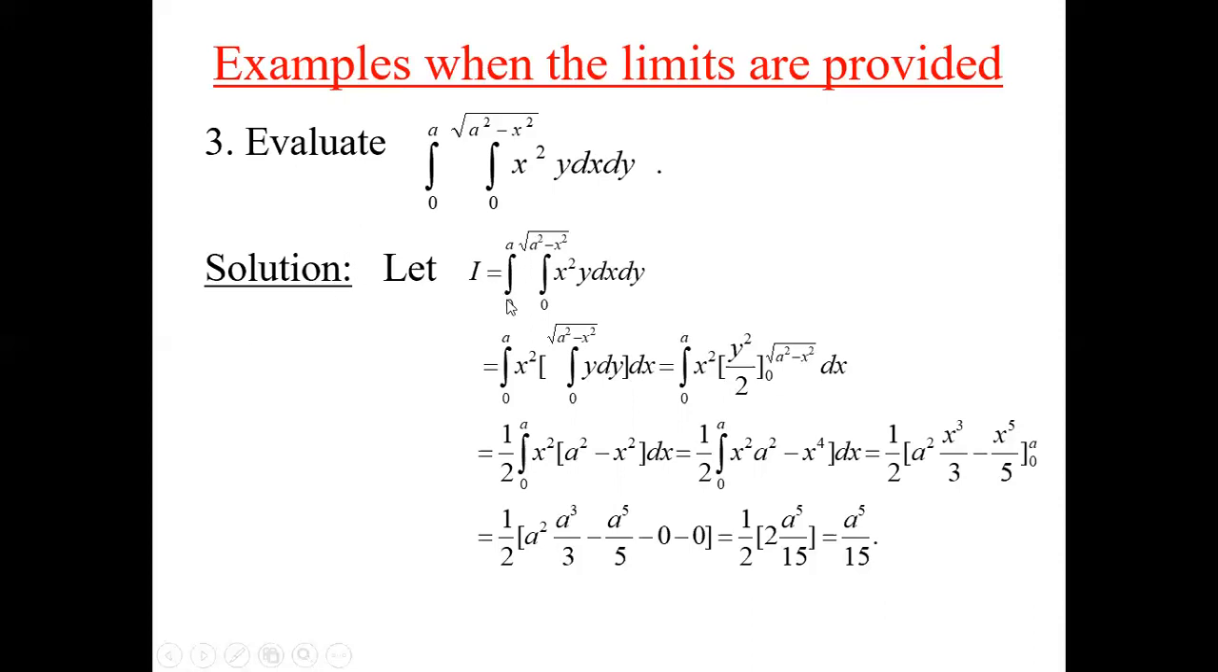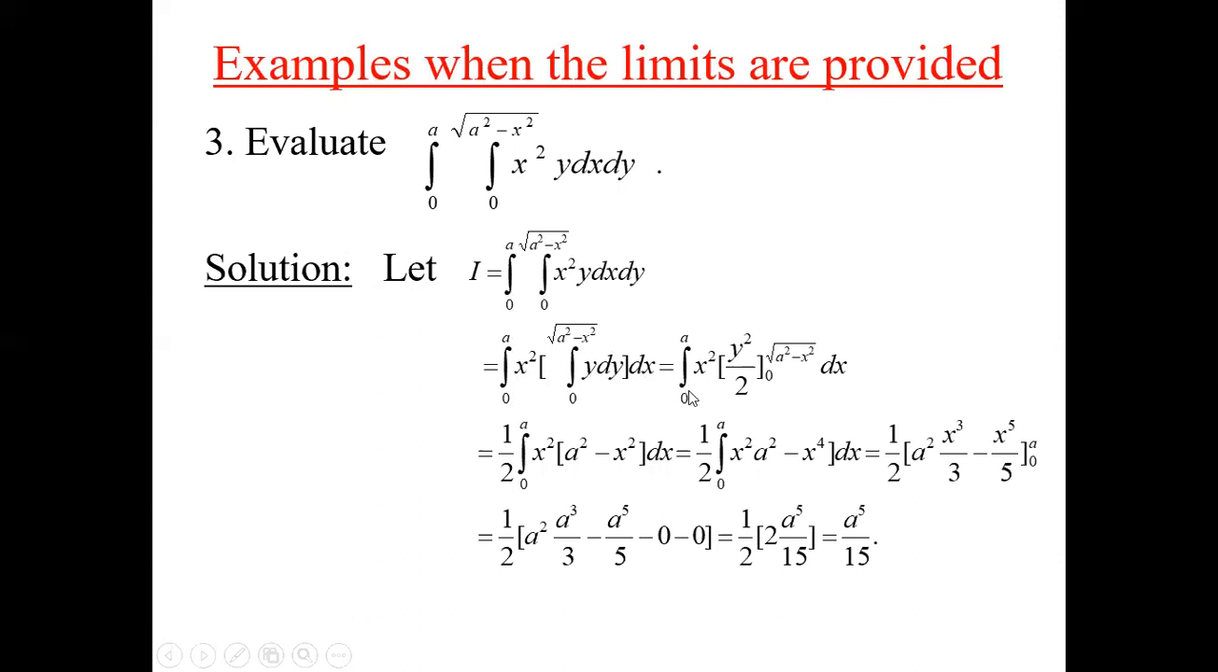Let I is equal to this value. The double integration 0 to a, then 0 to root of a square minus x square, y dx dy. Then I said these are the functions of x. Therefore, you'll have to integrate with respect to y. That means you are taking a strip parallel to y axis. So therefore, x square becomes outside, we can take it outside. Then you can write integral from 0 to a, x square into bracket, integral from 0 to root of a square minus x square, y into dy. That means you are integrating y with respect to y first and then integration with respect to x.